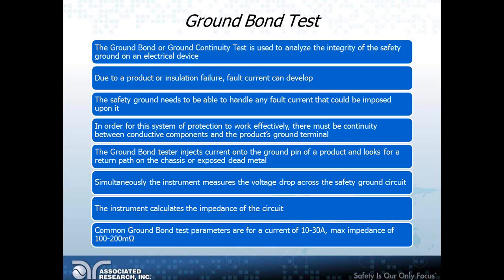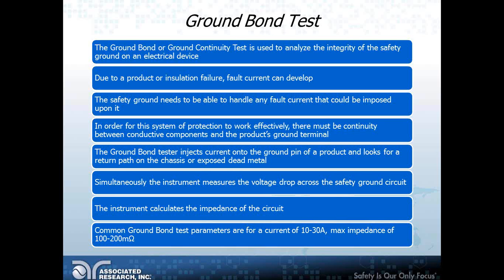Ground bond and ground continuity tests are used to analyze the integrity of the safety ground on an electrical device, and the ground continuity test basically tests for continuity of the ground circuit. The safety ground needs to be able to handle any fault currents that could be imposed upon it due to a product or insulation failure.